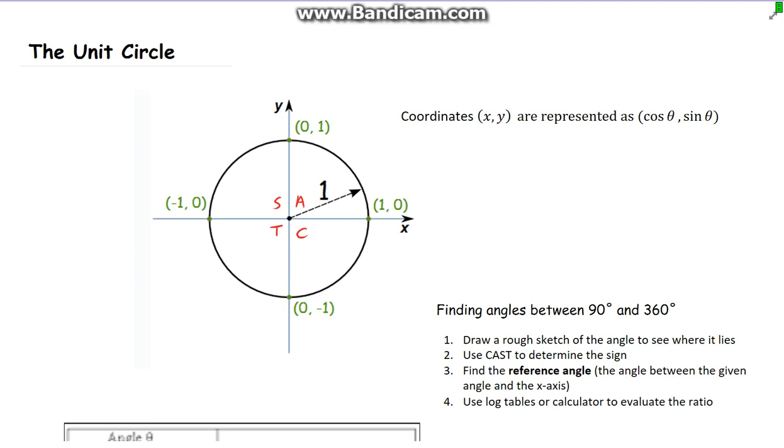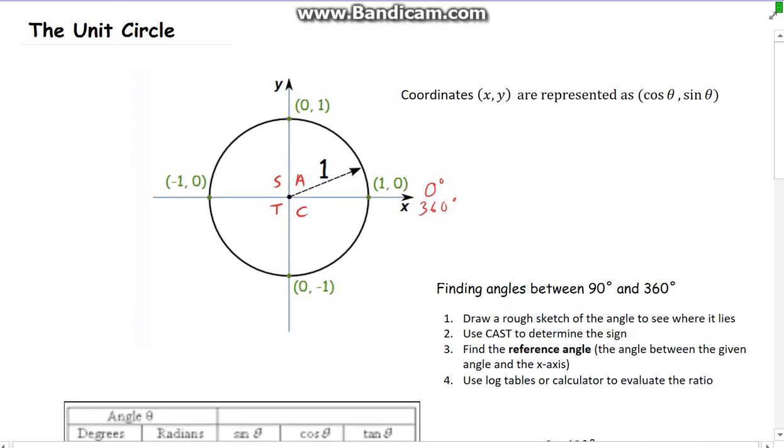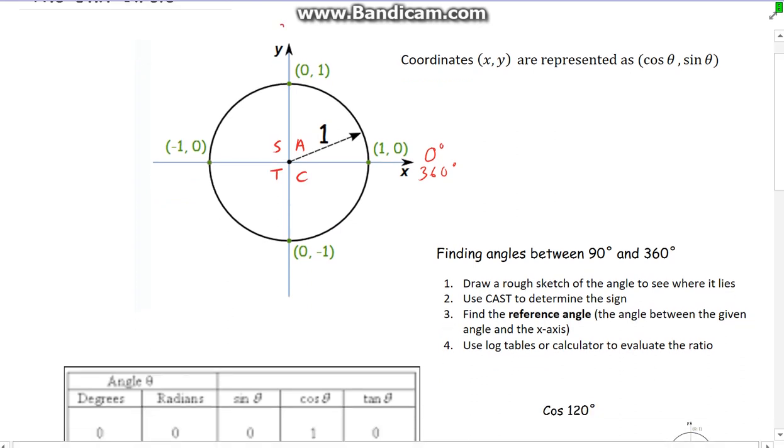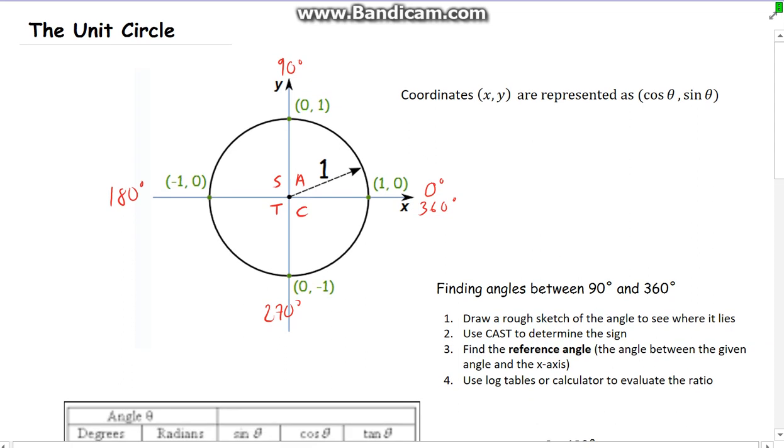So we're going to look at the unit circle. So this is the unit circle here, and it goes from 0 degrees all the way back to 360 degrees. So we start at 0, so up here is going to be 90 degrees, 180 degrees, 270 degrees, and then all the way back to 360 degrees. So it's a full circle, hence it being 360 degrees.